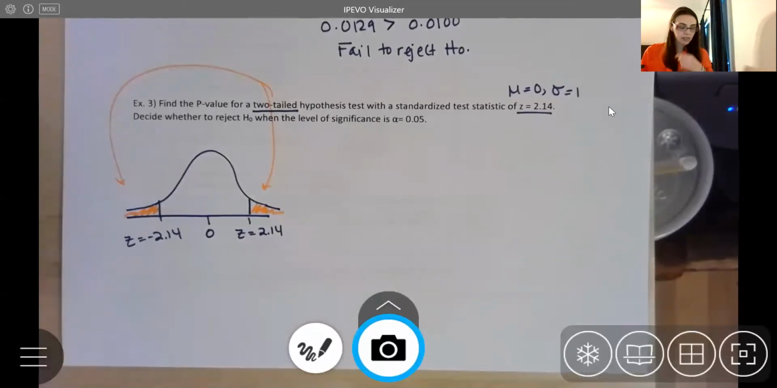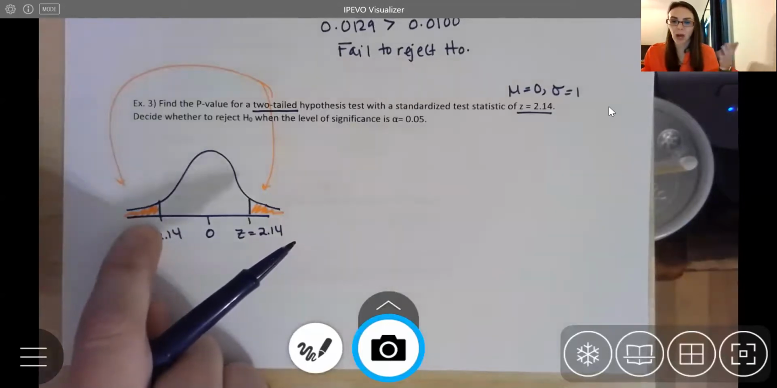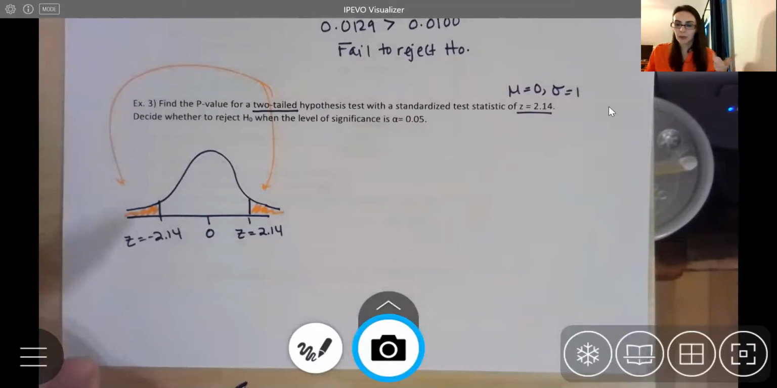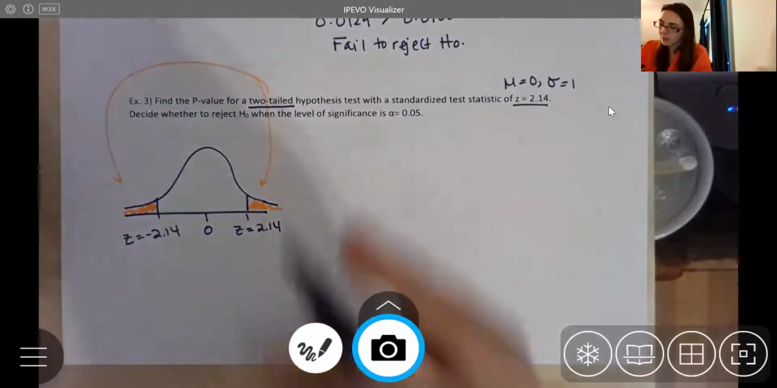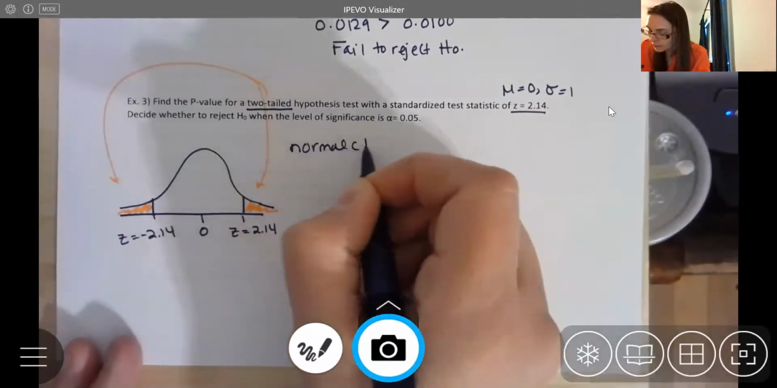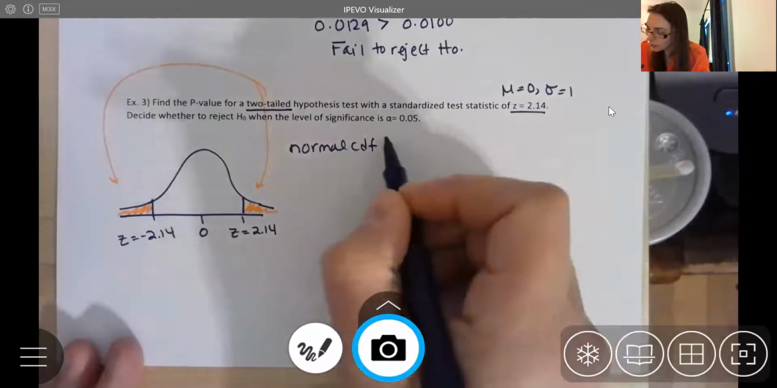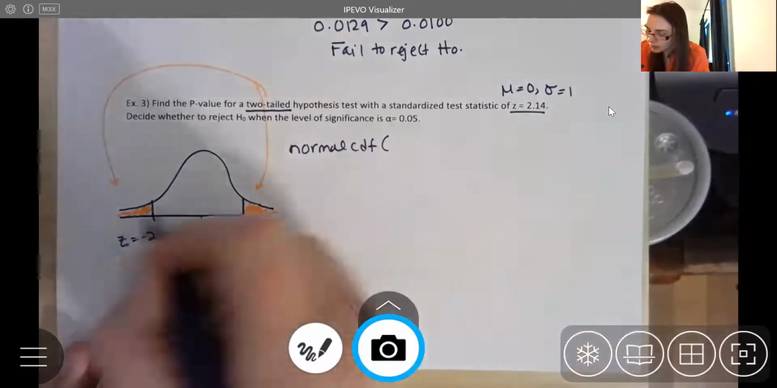So I always suggest finding the area on the left if you're using the tables, because the table in the back of the book is always area to the left. That will be faster for you. If you're using your calculator, it's not going to matter. So I'm going to use my calculator for this one. And if you use your calculator, you can find the area on the right too. It doesn't matter. So here, I'll do the area on the right.